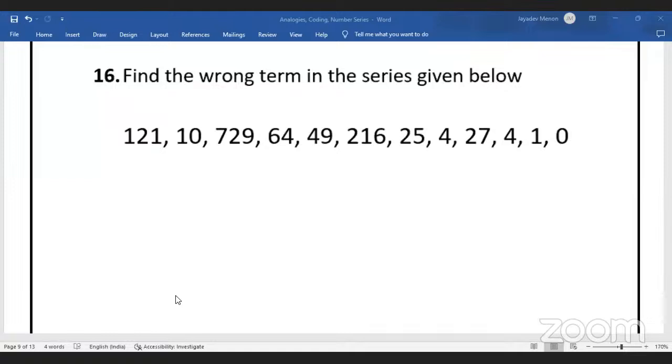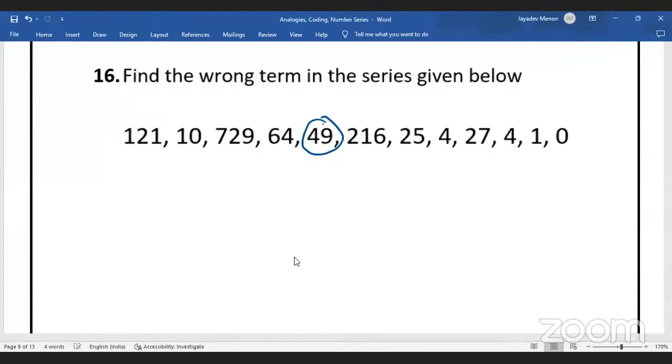So it's not 10. Not 27, not 4, not 0, not 216. Actually, here the answer is 49. The wrong term here is 49.